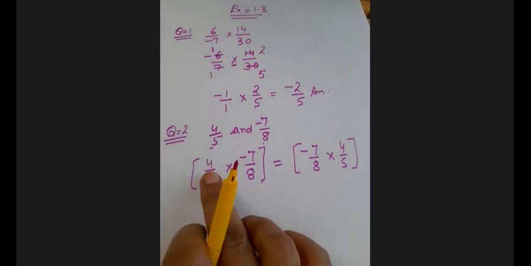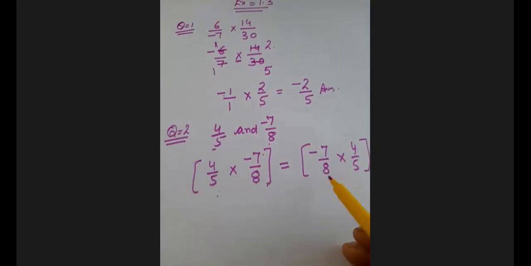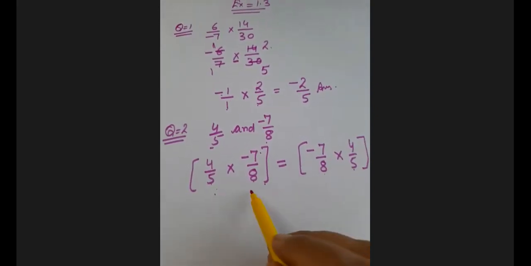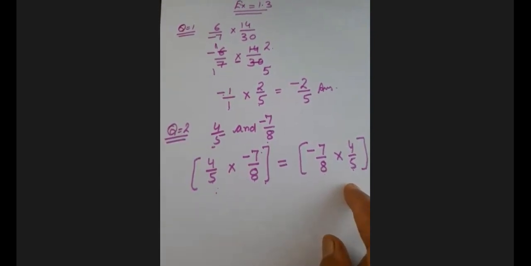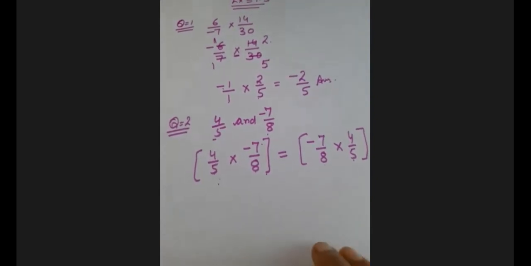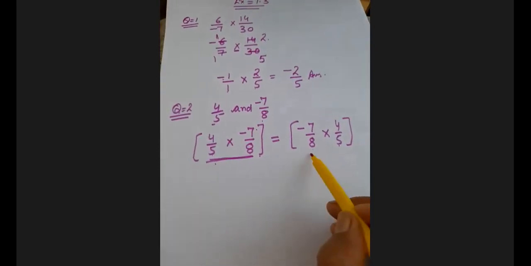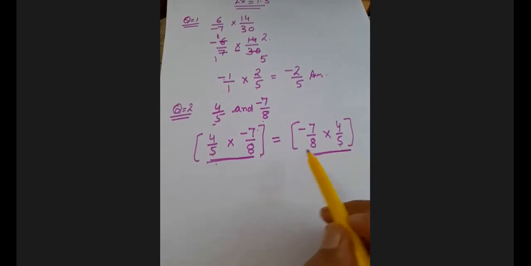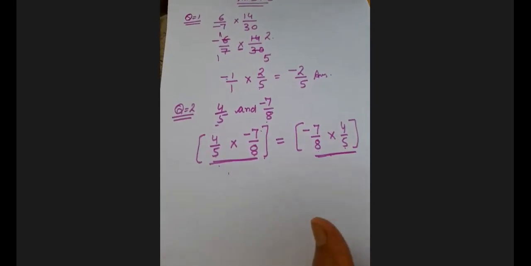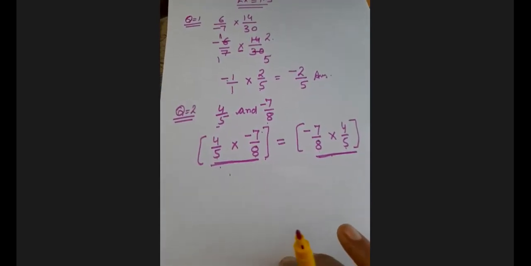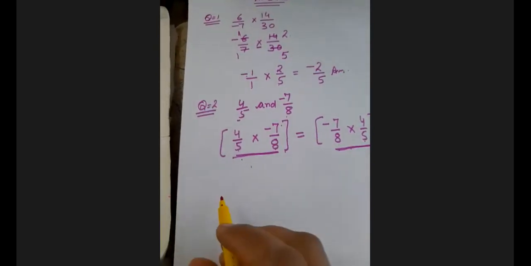Now students, multiply these two numbers. Then multiply these two numbers. If the result is the same, if left hand side is equal to right hand side, then the property is verified. In the first step, we will multiply these two numbers, then multiply these numbers. If left hand side is equal to right hand side, then commutative property is verified. Clear, students?